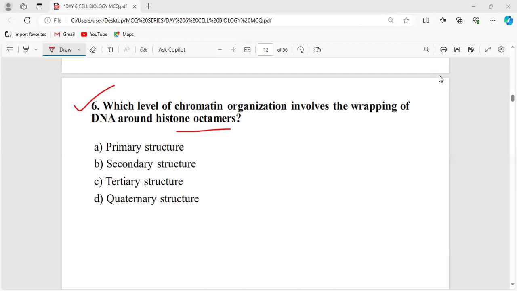Histone is the one going to wrap up the DNA. When it is attached with the DNA, it makes the DNA into a condensed form, which we call chromatin.